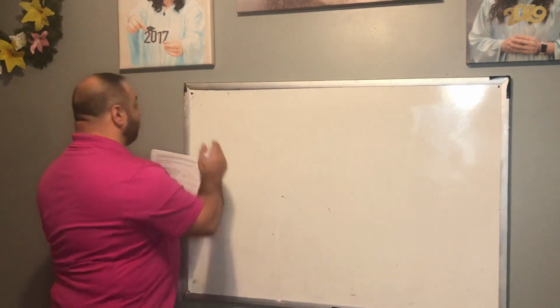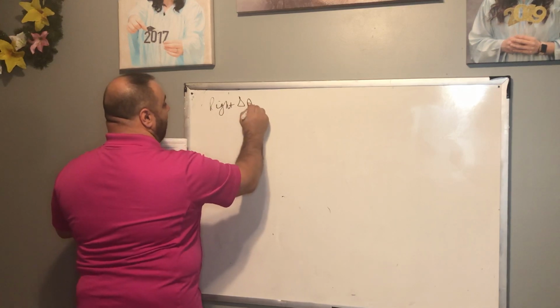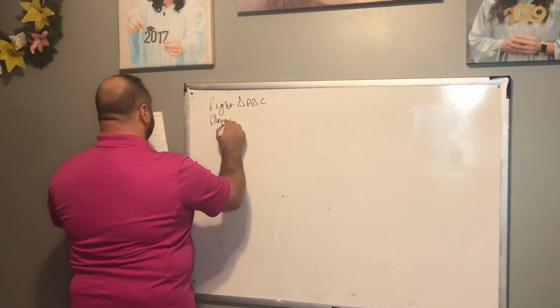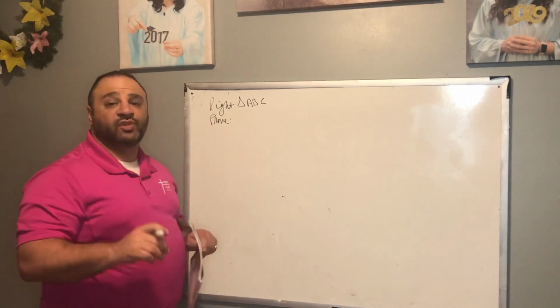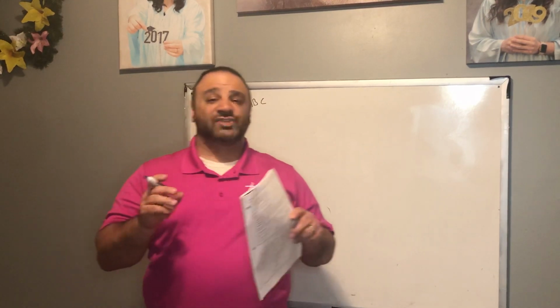So let's write our given. We have a right triangle, ABC, and we want to prove. Now look at what we want to prove. Remember, when we're doing proofs, we always want to look at what we have to prove, because that tells us what theorems we might need to prove that.